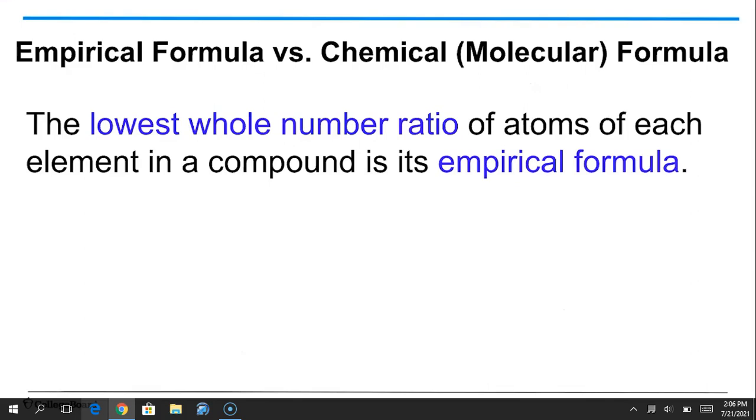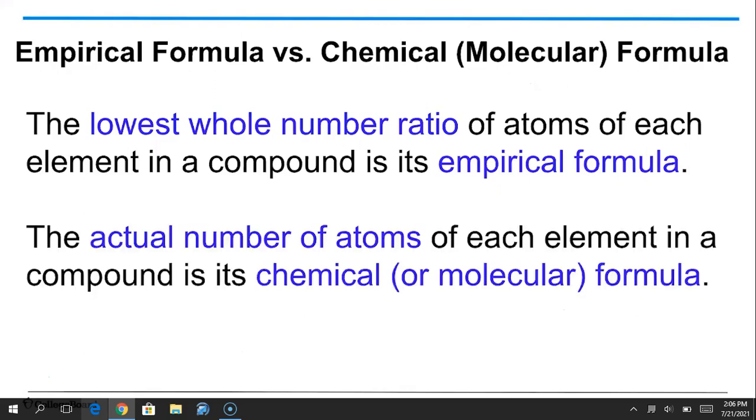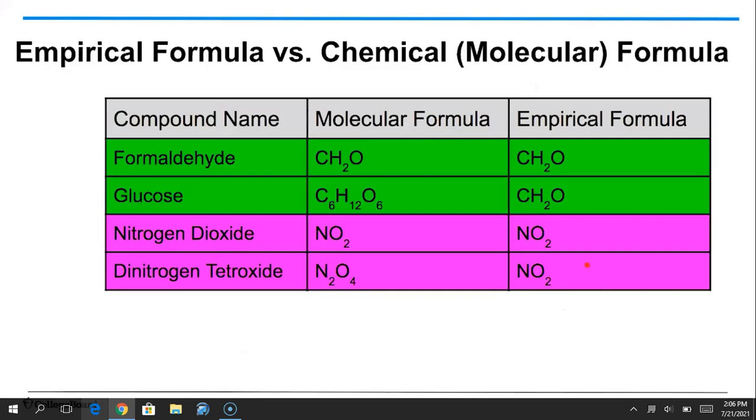The lowest whole number ratio of atoms of each element in a compound is called the empirical formula. And we distinguish that from the actual number of atoms of each element in 1 molecule of a compound, its chemical or sometimes molecular formula. And that becomes important when we start thinking about how we derive empirical formula from lab data. So here's a couple of examples.